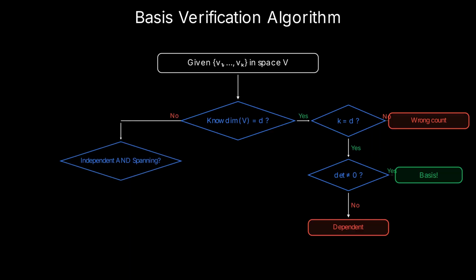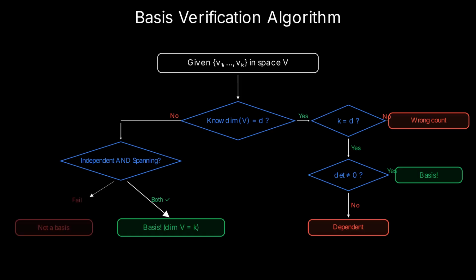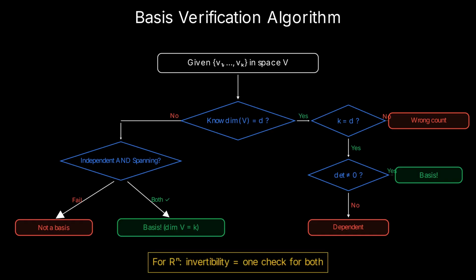Now, what if you don't yet know the dimension? Then you need to verify both independence and spanning from scratch without any shortcut. If both conditions are satisfied, then you have a basis, and as a bonus, the number of vectors k tells you the dimension of the space for all future checks. One final note for Rn specifically, the matrix invertibility test gives you everything, independence and spanning, in a single computation.